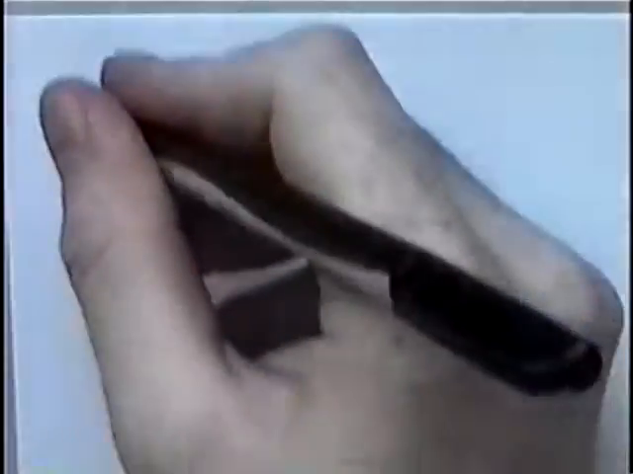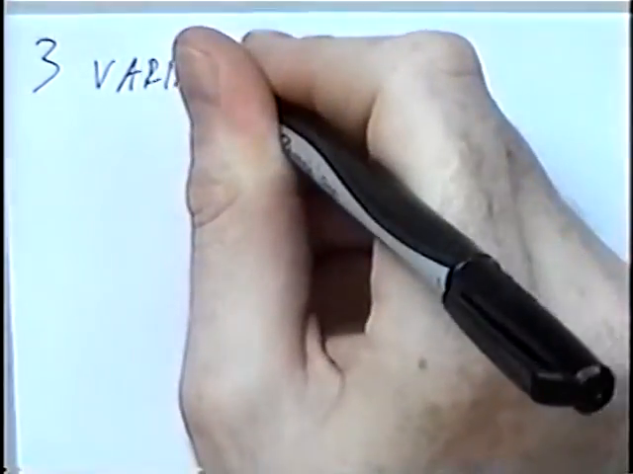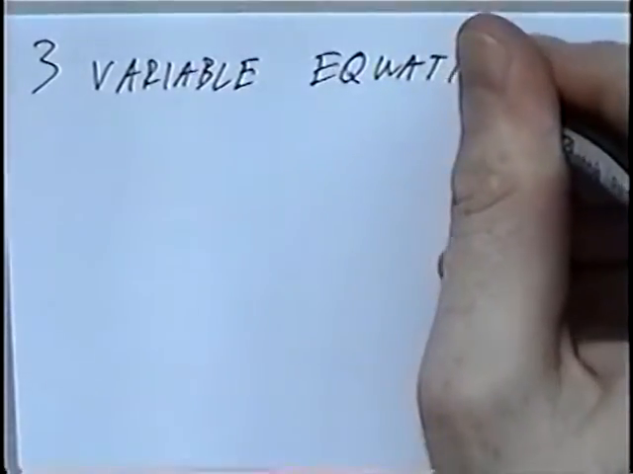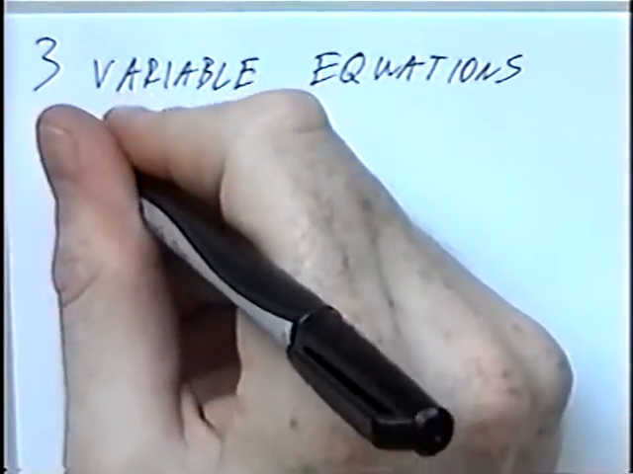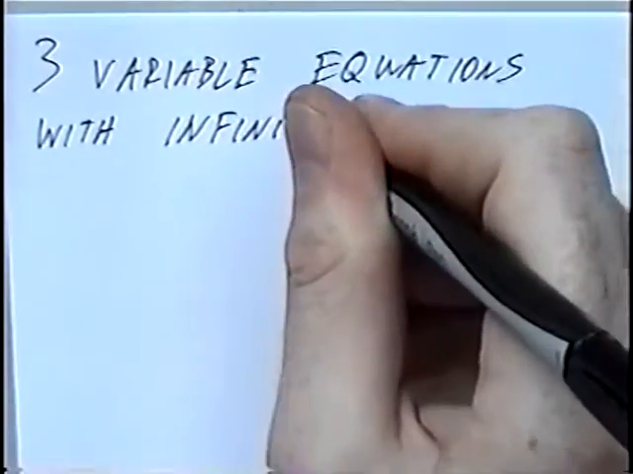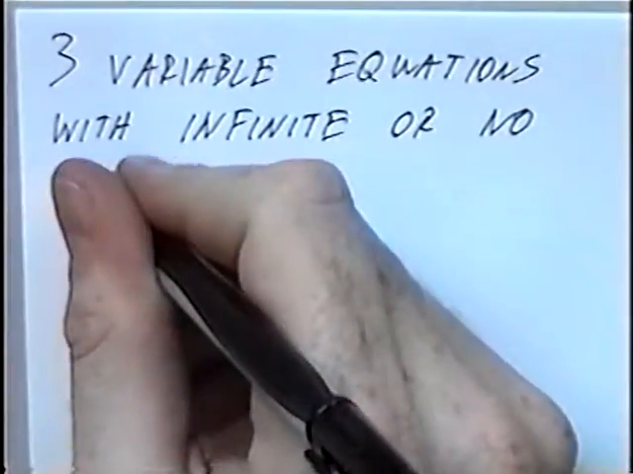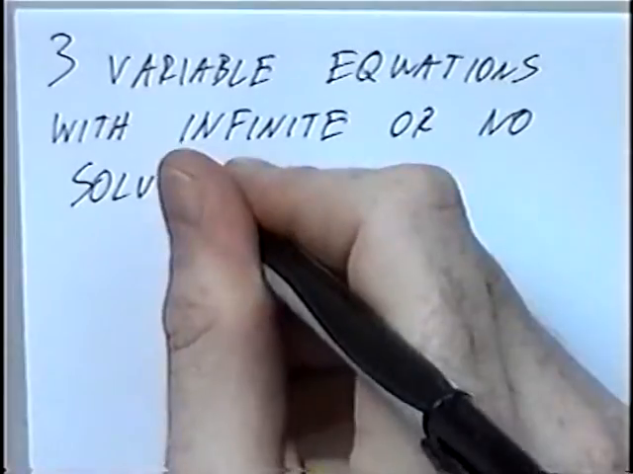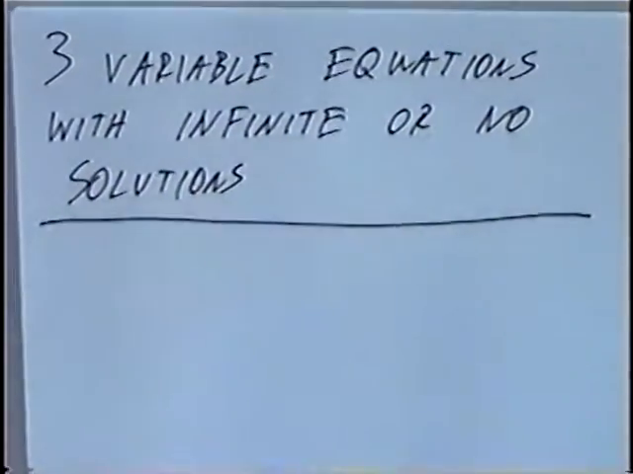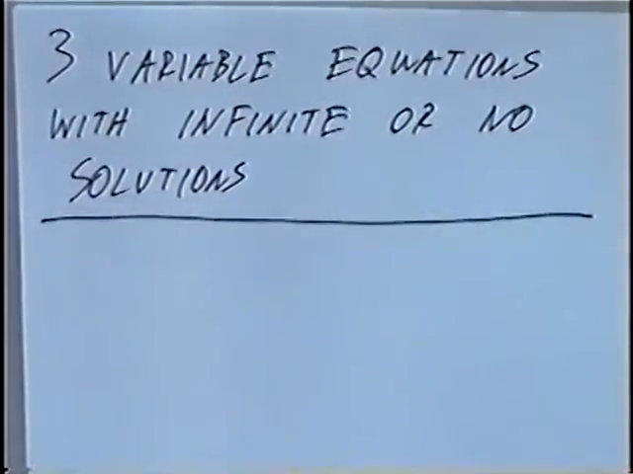Title of the first section today is 3 variable equations with infinite or no solutions. We'll continue to solve systems of equations with 3 variables, but in this case we'll have either infinite or no solutions for the answer.